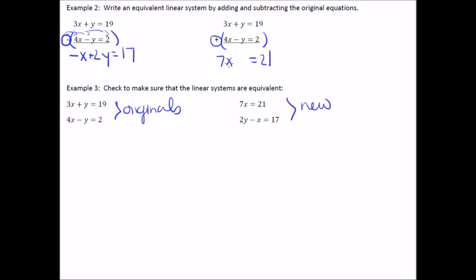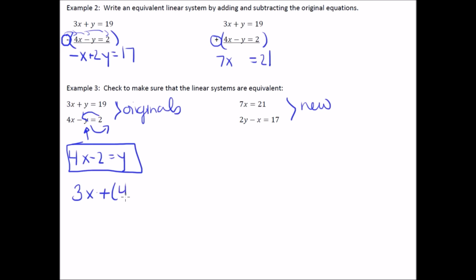So what we're going to do is use substitution to ensure that these two linear systems actually have the same solution. So to me, the easiest to get by itself, let's deal with the 4 and the 2 rather than the 3 and the 19. I'm going to move that negative y over and this 2 over. So I'm going to get 4x minus 2 equals y. Okay, let's sub that into the first equation. 3x plus 4x minus 2, and then equals 19.